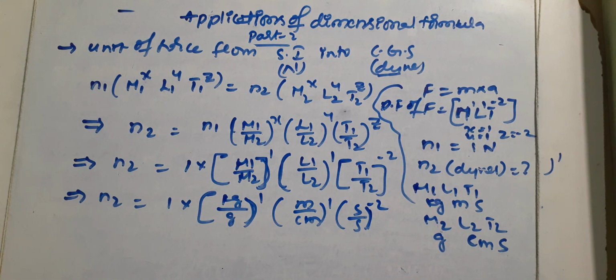M1, L1, T1 are representing the units of mass, length, time in SI system as kg, meter, second. M2, L2, T2 are representing the units of mass, length, time in CGS system. That is why in place of M1, M2 we substitute kg and gram, L1, L2 meter and centimeter, T1, T2 second, and the x, y, z values are taken from the dimensional formula of force in the form of exponents.